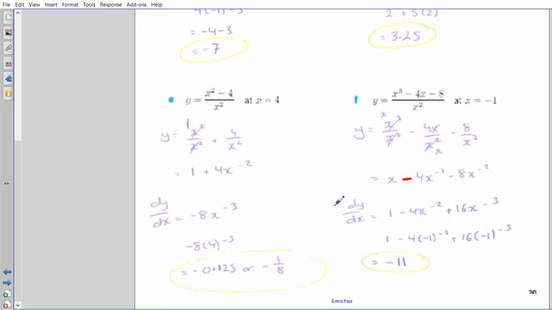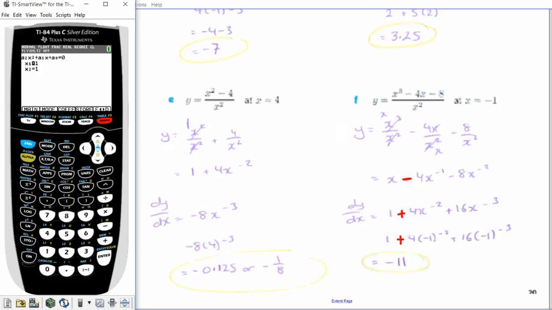So dy dx, now that's the original function. Now let's do the gradient function. Dy dx equals, that's 1x, so it just becomes 1. Negative 1 multiplied by negative 4 is positive 4. So I should have a positive here, sorry. So positive 4x, subtract 1, you get negative 2. And that's negative 2 times negative 8 plus 16, x to the power of negative 3. And now you can just plug in what x equals, negative 1, but I should have a plus there instead. So the answer might not be negative 11 anymore. Let's check it on calculator.